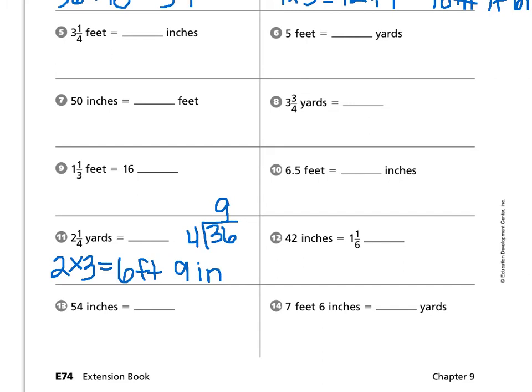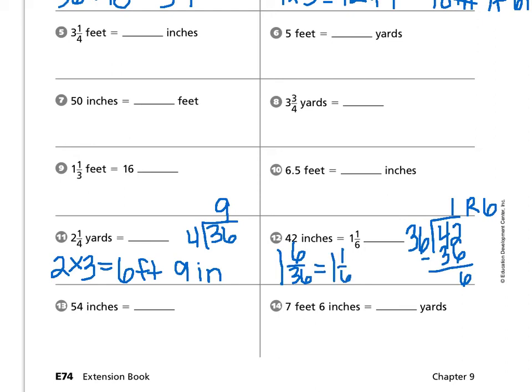For number 12, I have 42 inches equals blank feet. So I'm going to take 42 inches and I'm going to divide it by 36. I know that it's going to go in 1 time. I'm going to subtract and I get 6. So now I have 1 and 6/36, which can be reduced to 1 1/6 feet.